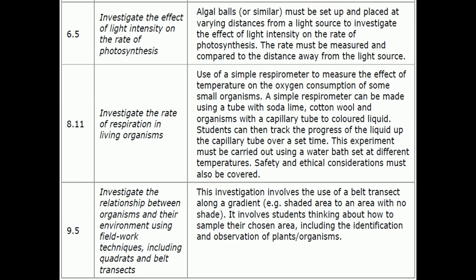Now, one of the investigations that you need to be able to explain is how light intensity affects the rate of photosynthesis. So here you're using algal balls that you place at different distances from the light source, and you investigate the effect of light intensity on the rate of photosynthesis. And that involves measuring the rate and comparing the distance away from the light source.